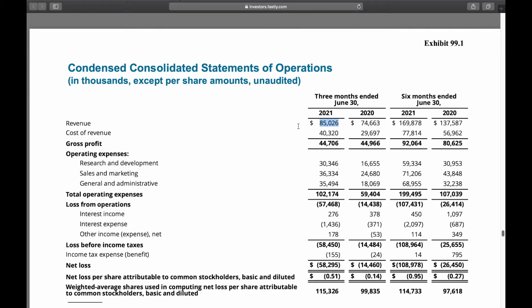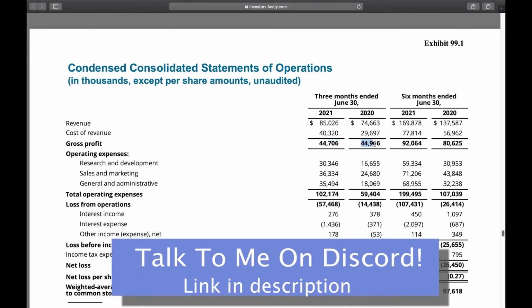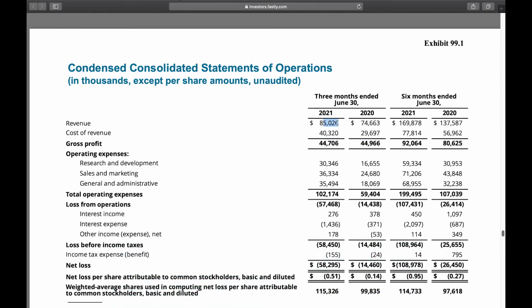The next thing I want to point out here is gross profits, which is this line on the earnings report here. We can see here that year over year, our profit margins are decreasing. And how do I know that? Well, we see that gross profit for the most recent quarter here is actually less than what we saw in 2020, even though our revenues are actually increasing year over year.